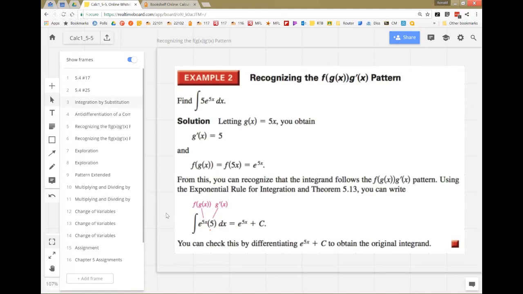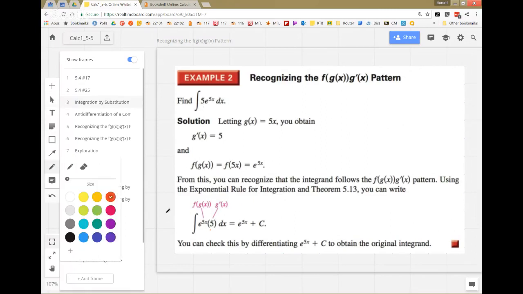Well, what happens when you take the derivative? What's the innermost function here? Well, it's that 5x, right? That's kind of the inside thing. And what's the derivative of 5x? 5. Oh, and that's what's sitting right here.